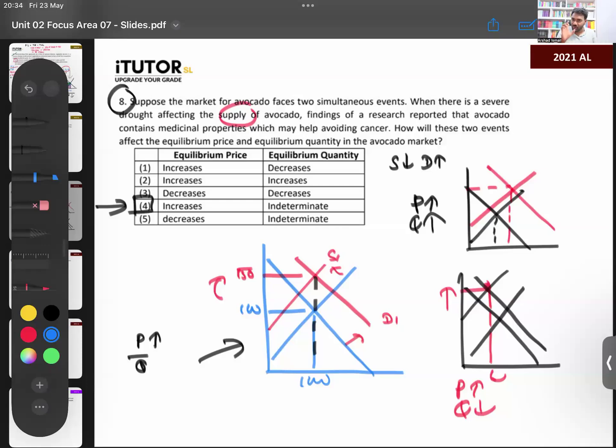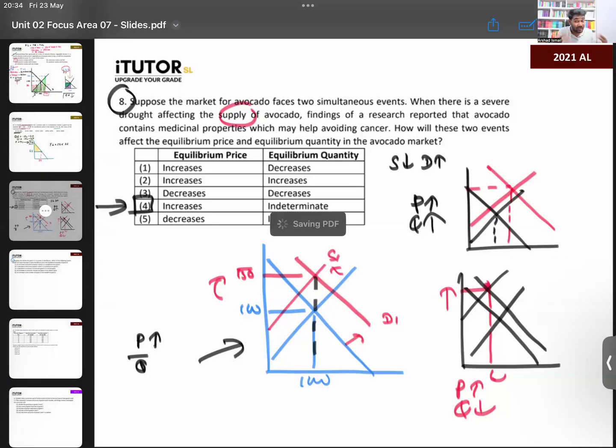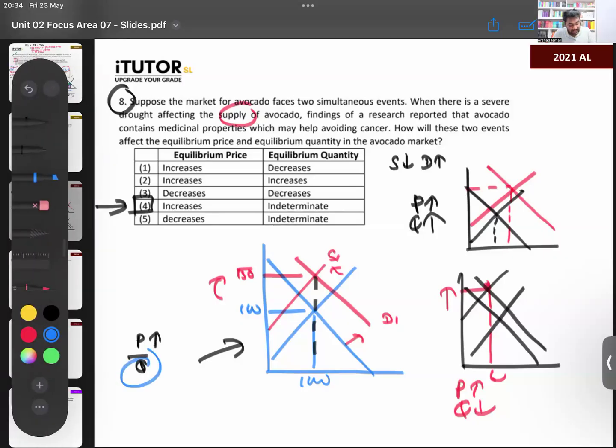But in the question, nowhere are they saying that this is changing equally, or demand is increasing more, or supply is decreasing more. They haven't told. That's why we can't say the quantity. It can either increase, decrease, or remain constant. That's why we say quantity is indeterminate. But price, for sure we know, no matter what happens, price is increasing.